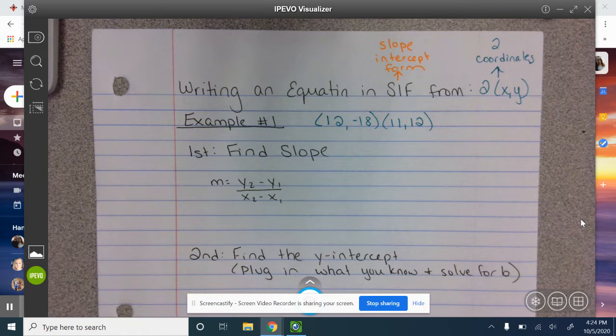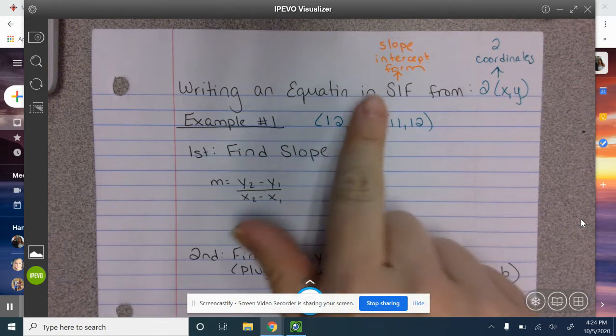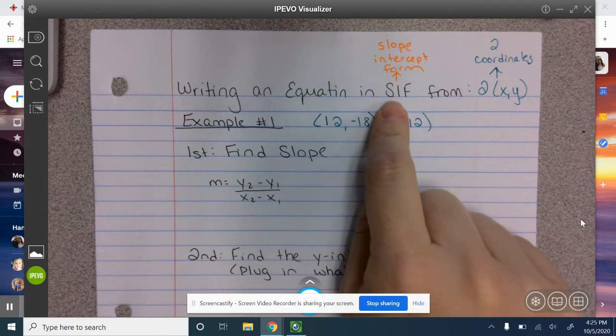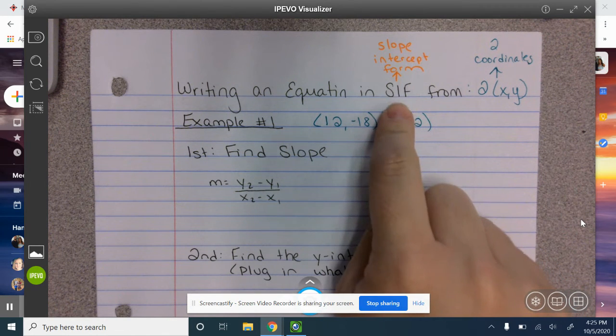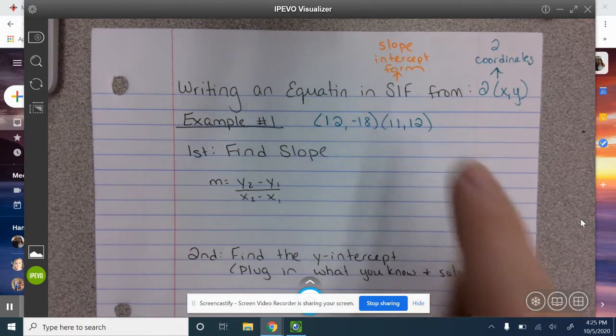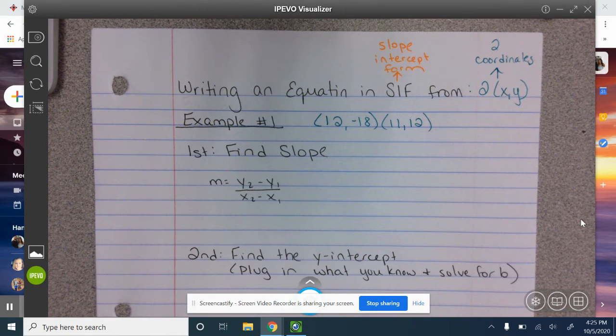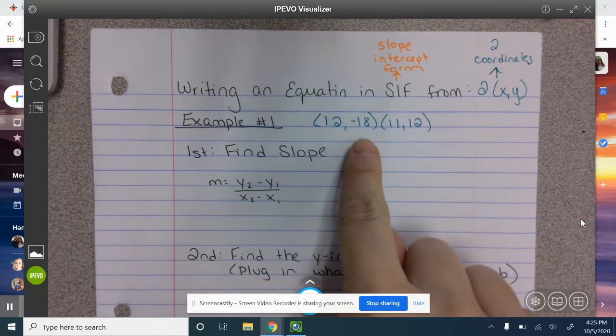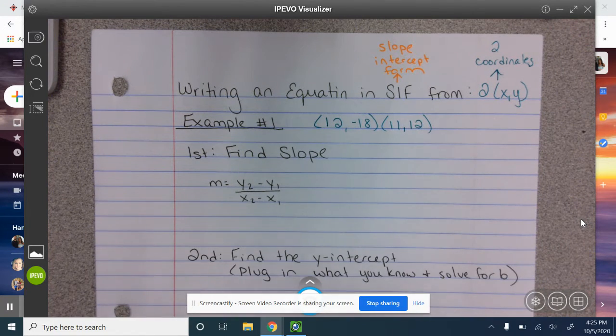Today our focus is going to be on writing an equation in slope-intercept form from two coordinates. So you're going to see SIF written a lot, and it's simply slope-intercept form. I just can't fit slope-intercept form written out every single time. So our first example, our coordinates are (12, -18) and (11, 12).